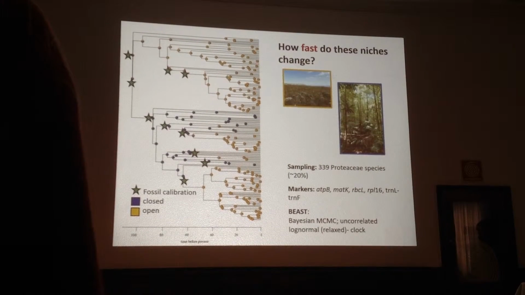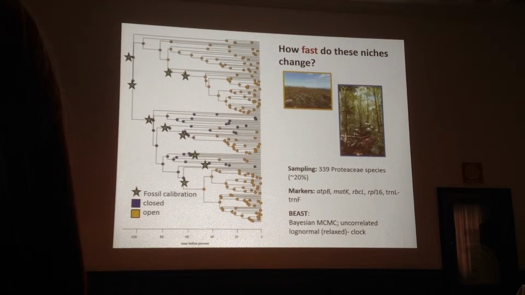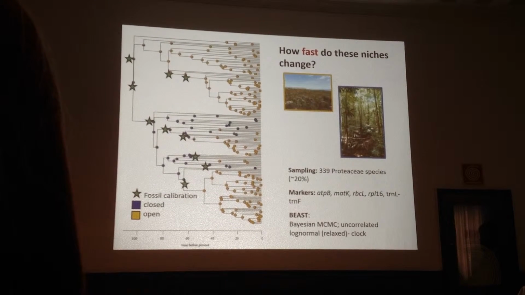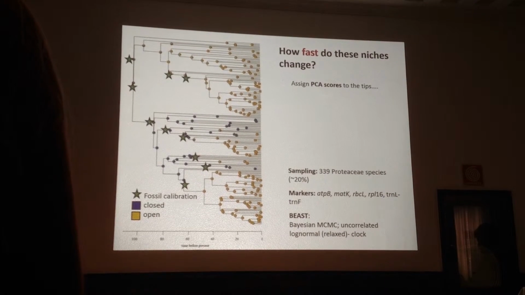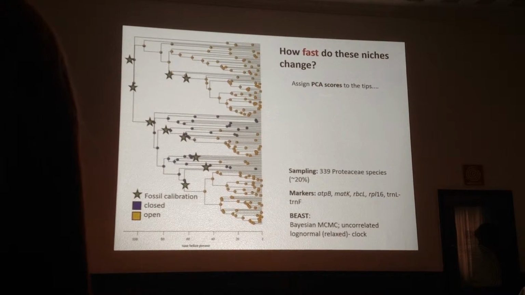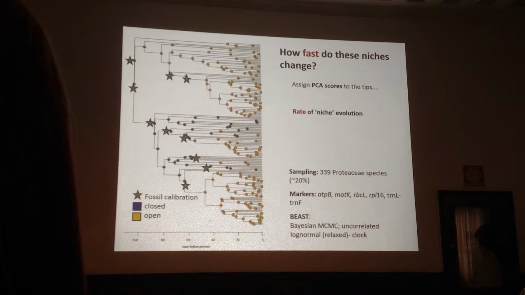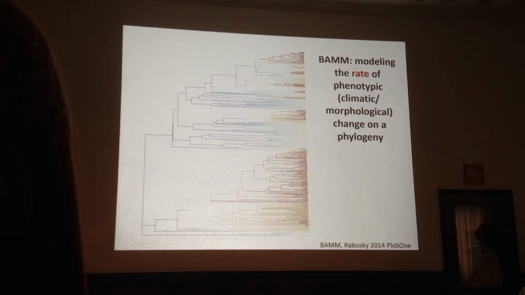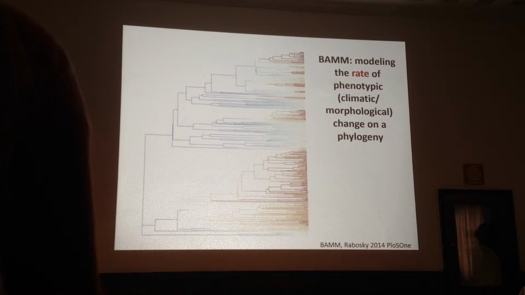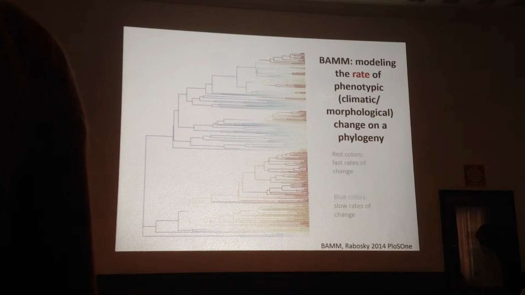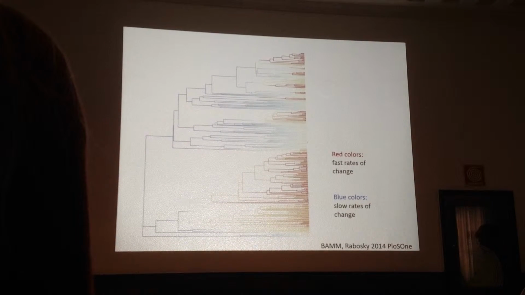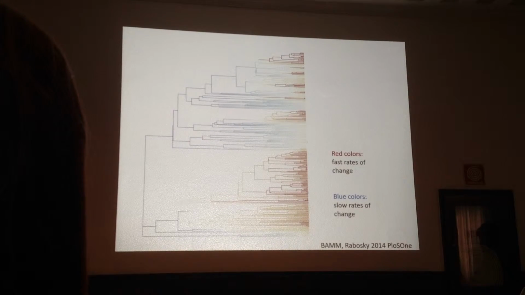And then we asked, how fast do these morphological and climatic niches change through time in the different clades? So we assigned the scores of the species on the principal components to the tips of the tree, to the represented species. And then we calculated the rate of this niche evolution in BAMM, in which we can model the rate of phenotypic change on the phylogeny. This is an example of the output of BAMM, where red colors indicate fast rates of change, blue colors indicate slow rates of change, or more niche conservatism or trait conservatism in this case.